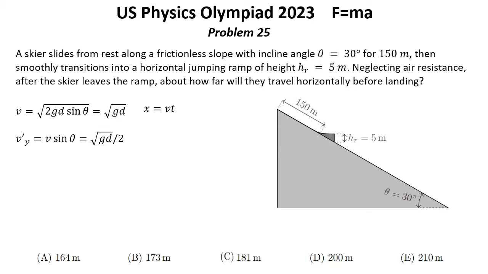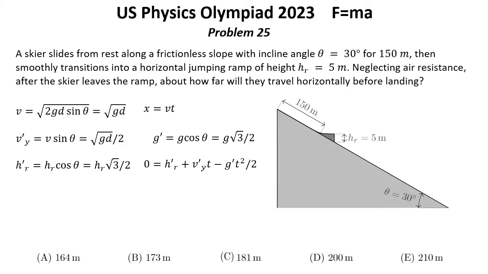So now in this coordinate system, the initial vertical speed is v multiplied by sine theta, or the square root of gd over 2. Also we have downward acceleration equal to g cosine theta, which is g times the square root of 3 over 2. And the initial height is HR cosine theta, which is HR multiplied by the square root of 3 over 2. Now we have to solve a quadratic equation as usual.